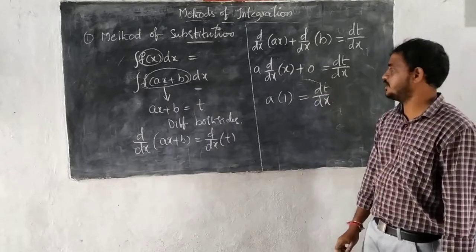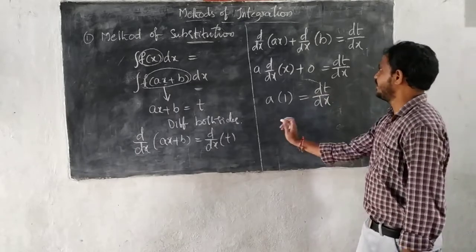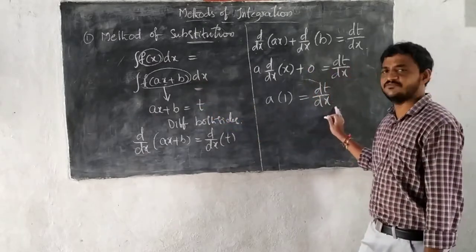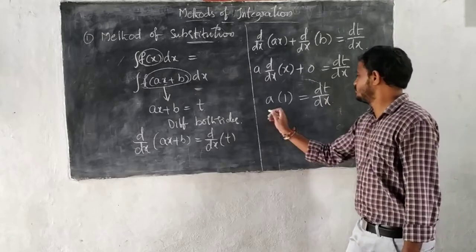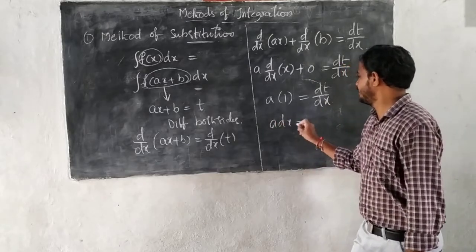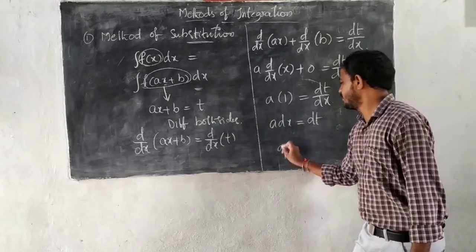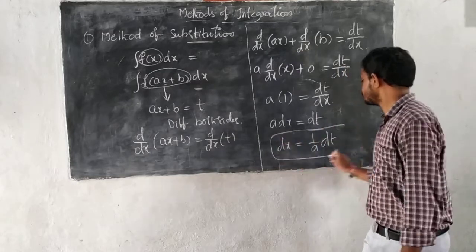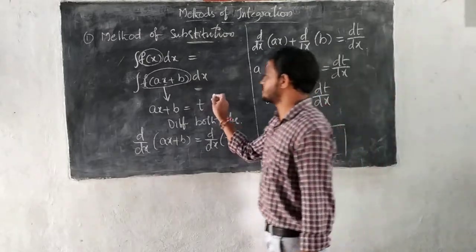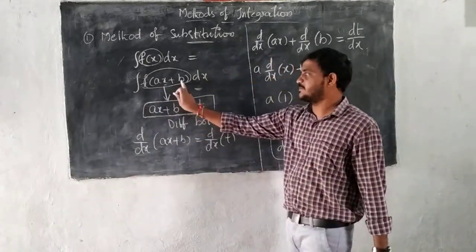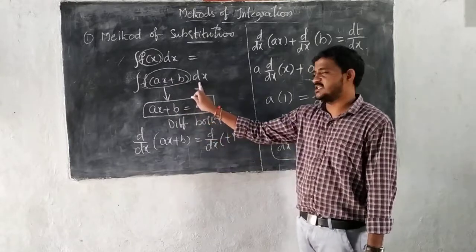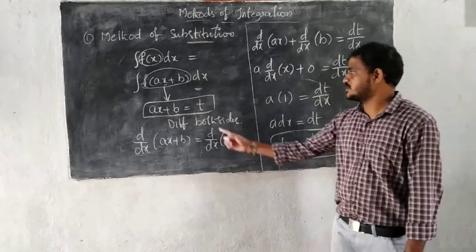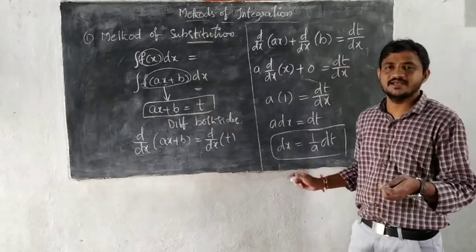We have to substitute this dx value also. So from this, find dx. Take this dx to the LHS, so you get a into dx is equal to dt. From that, dx equals 1 by a into dt. So we substitute ax plus b equals t, and in place of dx we substitute 1 by a dt.